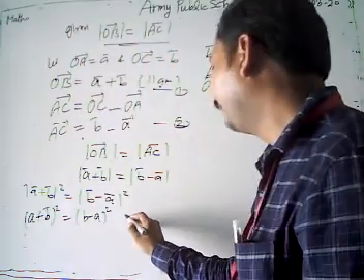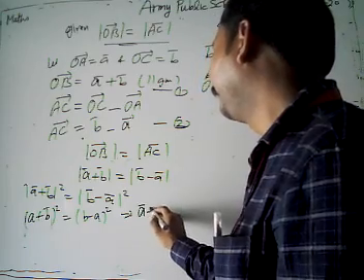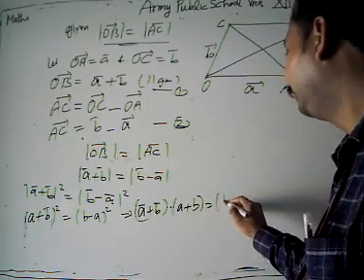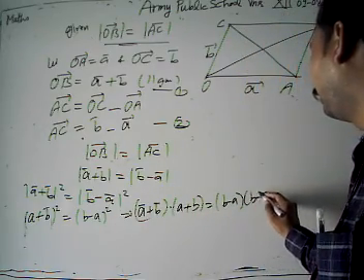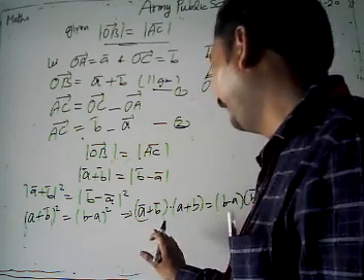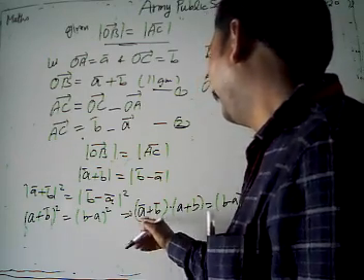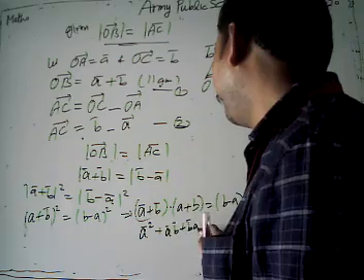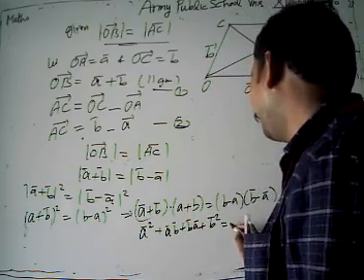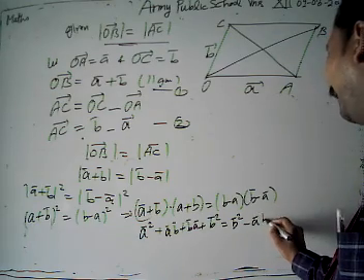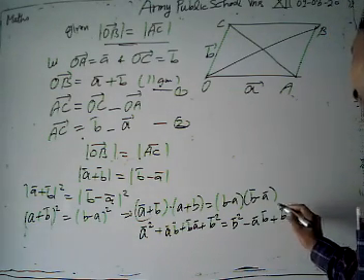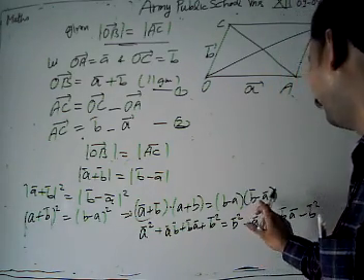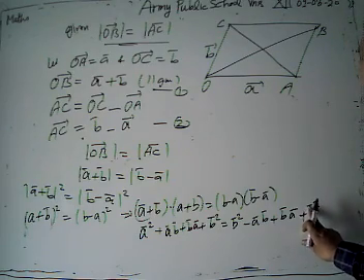Now from here what we have? We have (A plus B) dot (A plus B), and also (A minus B) dot (A minus B). Expanding, A dot A gives A square plus AB plus BA plus B square, and for the other we get A square minus AB minus BA plus B square.